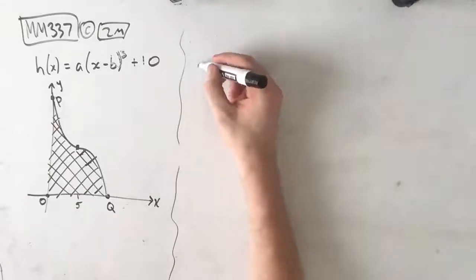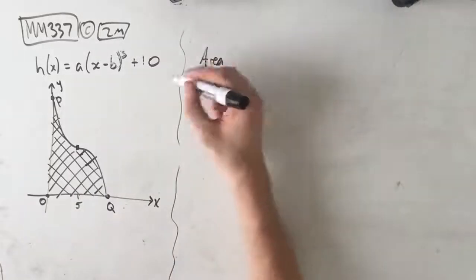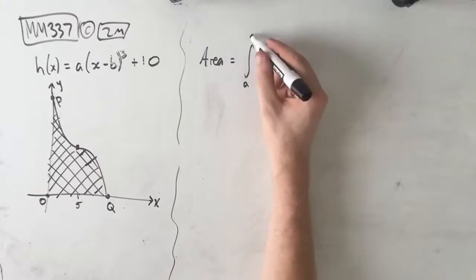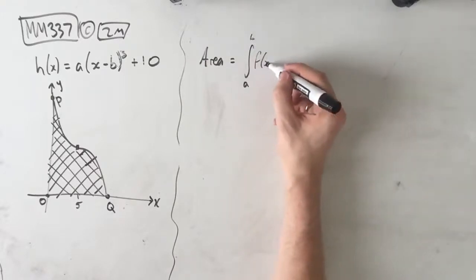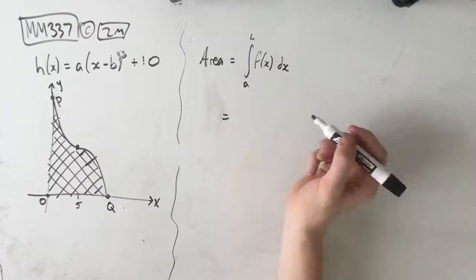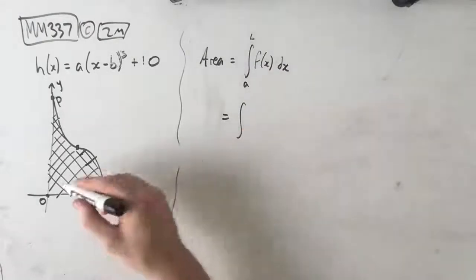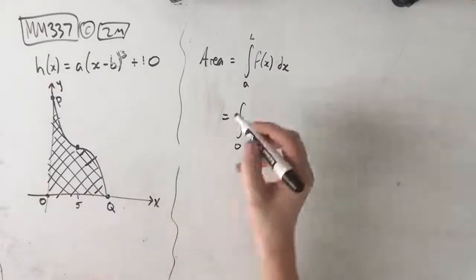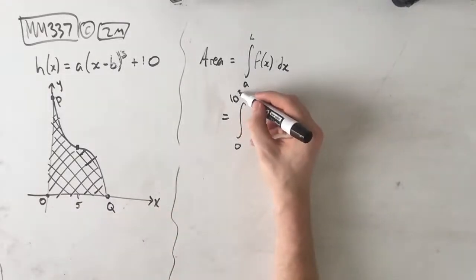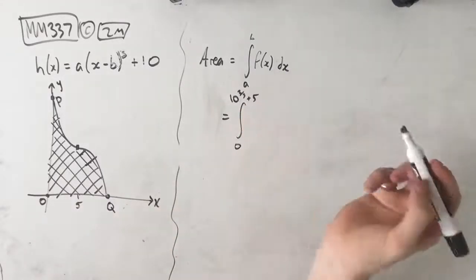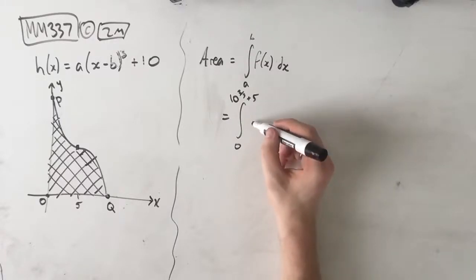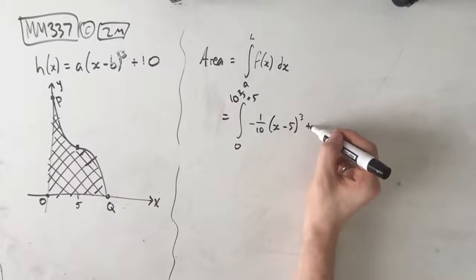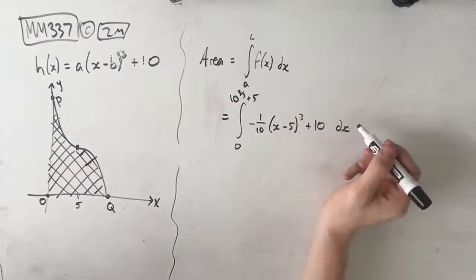Awesome. So we know that area under a graph, which is exactly what this is in this case, is equal to the integral from the lower to the upper terminal of f(x) dx, right? We all know that. So our lower bound is 0, because that's where it starts, and our upper bound is q, which is 10 to the power of 2/3 plus 5, right? And then our function is negative 1/10 (x − 5)³ plus 10, dx.